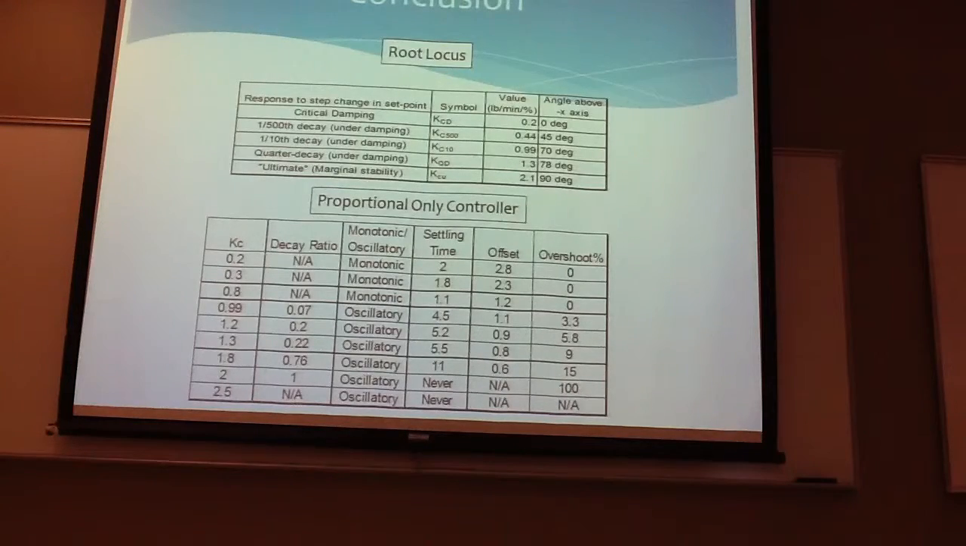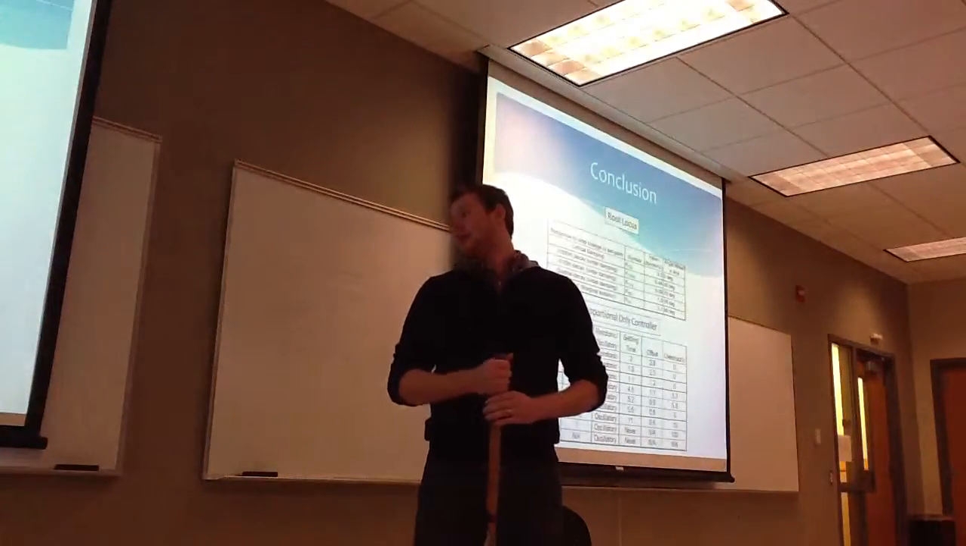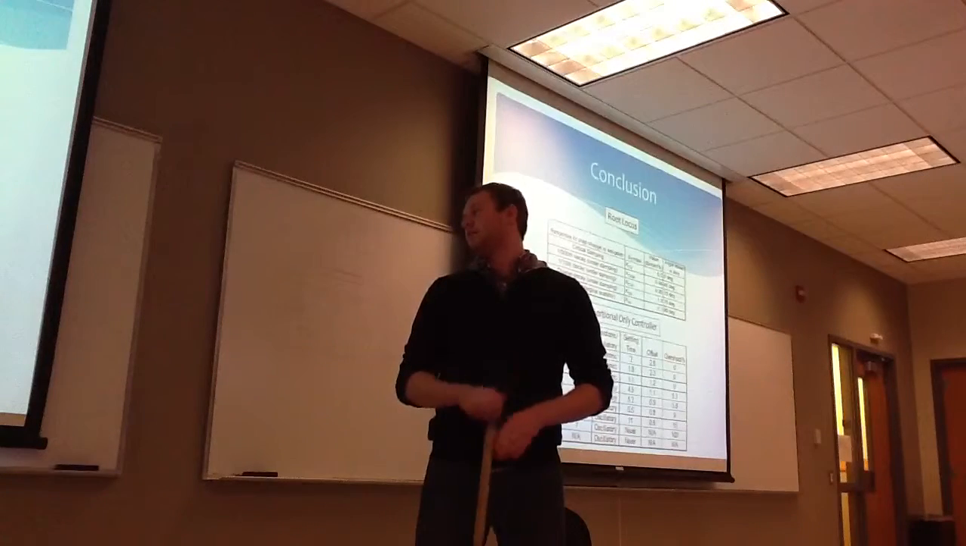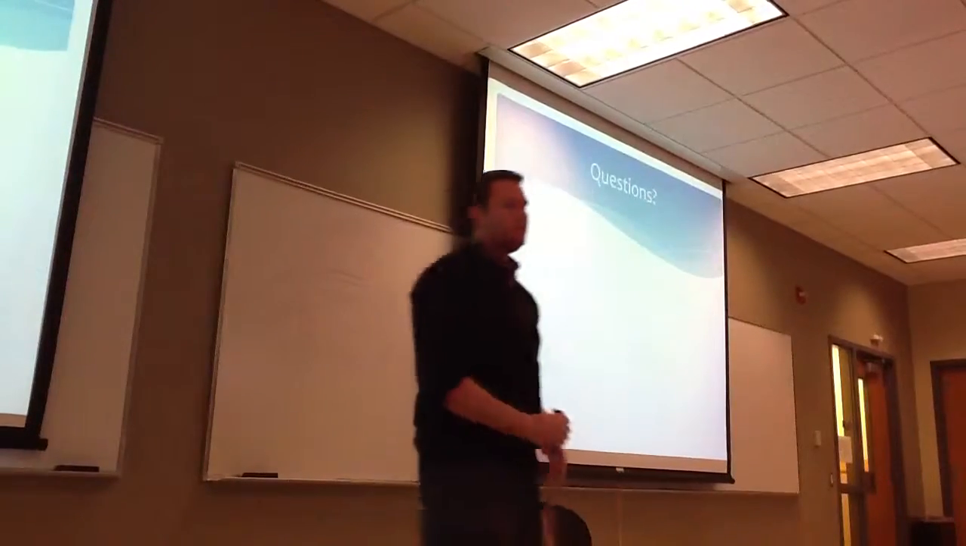The KC 2.5 was our overdamped case, and because it was overdamped, we could not find a decay ratio for it. It was oscillatory. It never settled because it was overdamped, and the offset was not applicable, nor was the overshoot percent. Are there any questions?